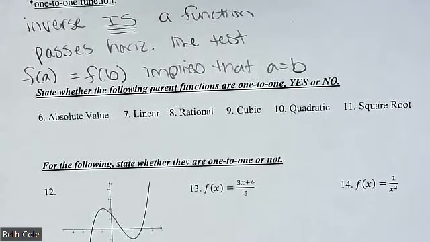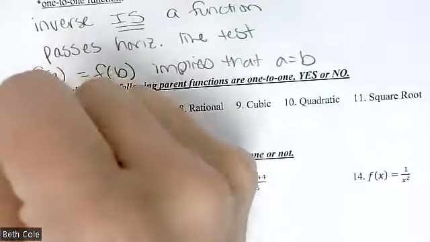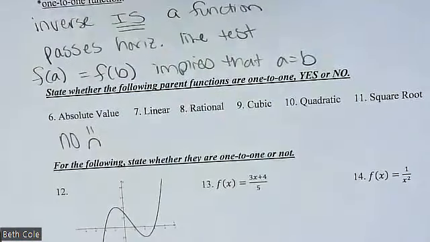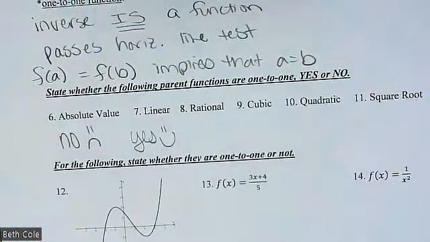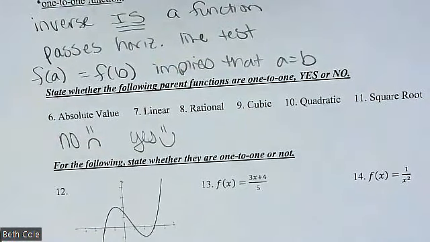With me? If you draw a horizontal line through it, is it going to hit more than once? Yes. So it is not one-to-one. It fails. Linear, just a plain old line. If you draw a horizontal line through, is it going to hit more than once? No. All right, so that is one-to-one. It passes.